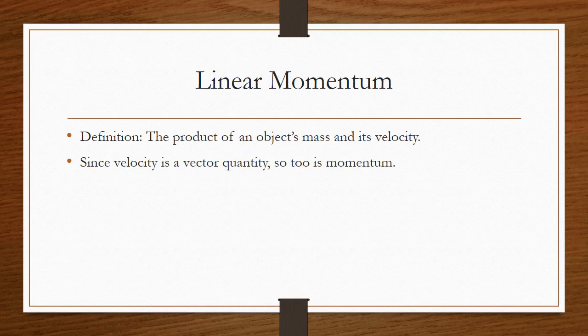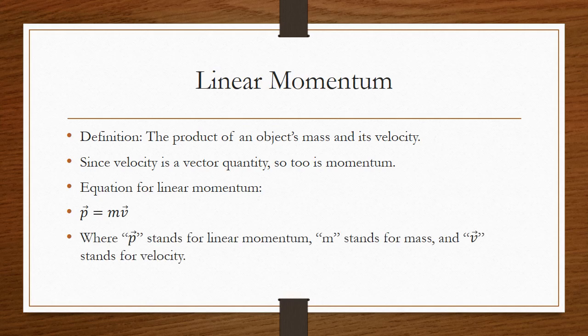Since velocity is a vector quantity, meaning it has magnitude and direction, momentum is also a vector quantity, meaning it has magnitude and direction. Momentum is not a scalar. The equation for linear momentum is p equals mv. The p stands for momentum, m is mass, v is velocity. That's a lowercase p in case it's not really obvious from the text. Capital P means something else.